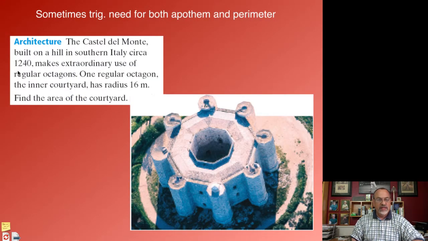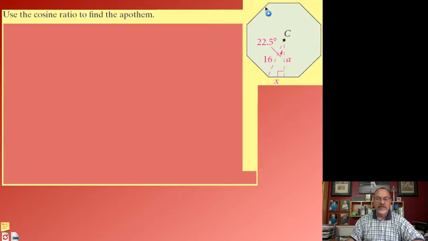The Castle del Monte, built on a hill in southern Italy around 1240, makes extraordinary use of regular octagons. One regular octagon from the inner courtyard has a radius of 16, so what would be the area? So basically what we have is an octagon, and we're given this radius of 16. Well, the radius is not the apothem, so I'm going to have to calculate that. And the radius also is not part of the side of the regular polygon, so I'm going to have to use it to calculate half of the side and then double it and then give me the perimeter.